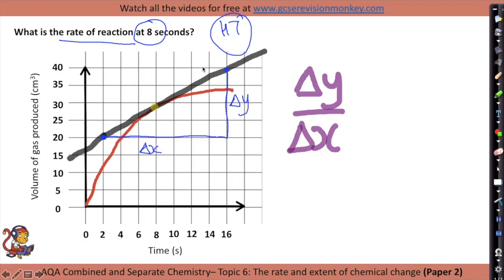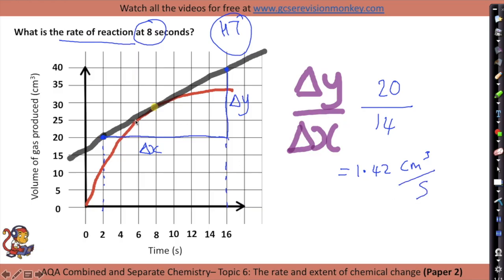So this value here would be between 40 and 20, so it would be 20 divided by the difference down here, which is 16 minus 2, which would be 14. And that would give us our rate of reaction at that time point of 1.42 centimetres cubed per second.